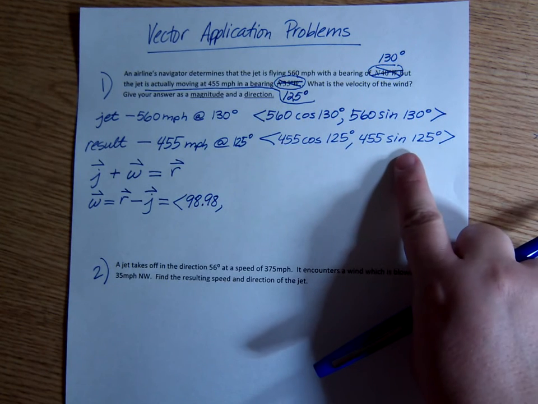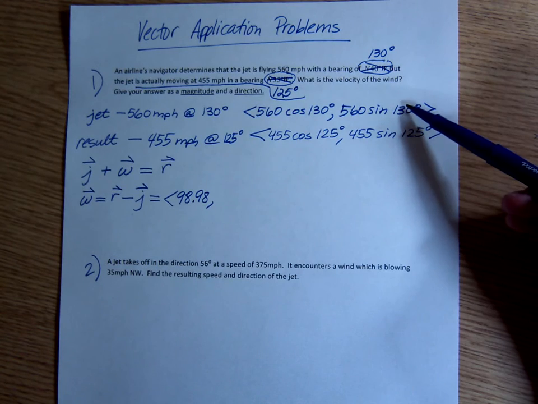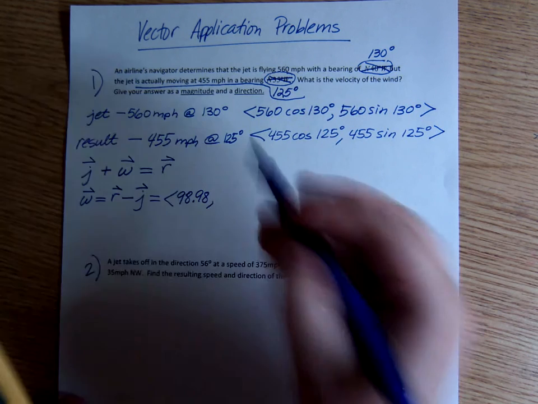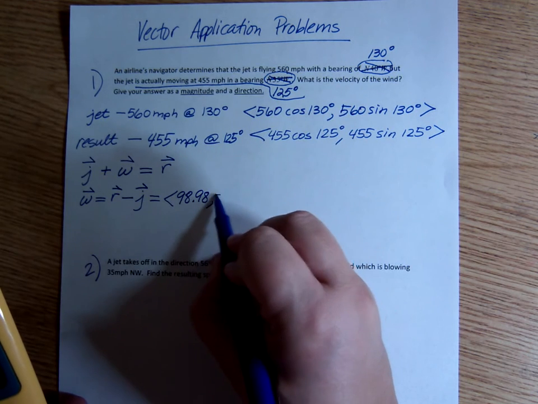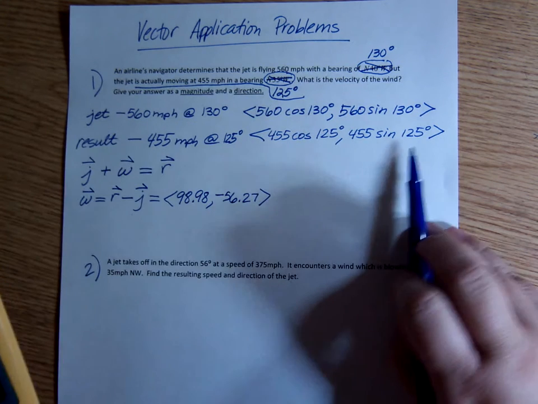Then I'm going to do the vertical component of the result minus the original flight path of the jet, or the plan, before the wind starts blowing it off course. 455 sine 125 minus 560 sine 130. This gives me negative 56.27. Remember that since these angles are given in degrees, you want your calculator in degrees.